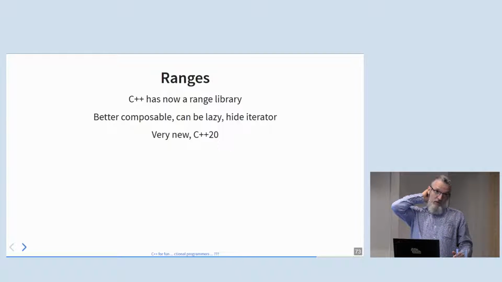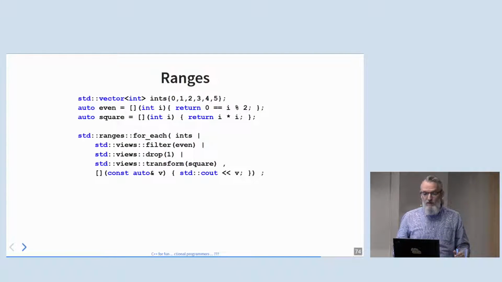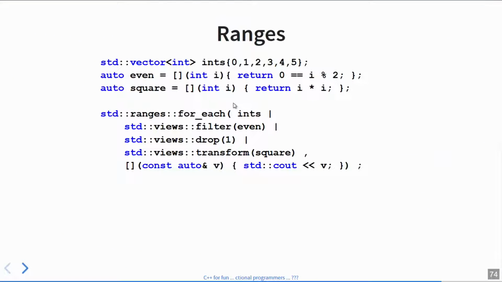So what we also have is ranges since C++20. We talked about algorithms, and now I show a ranges example. It's very new from C++20. So algorithms can look with modern C++ like this. It is very nice, composable, with lazy evaluation and things like that.